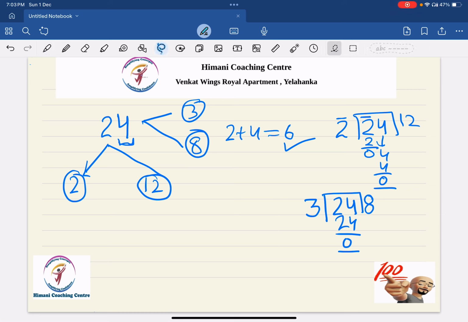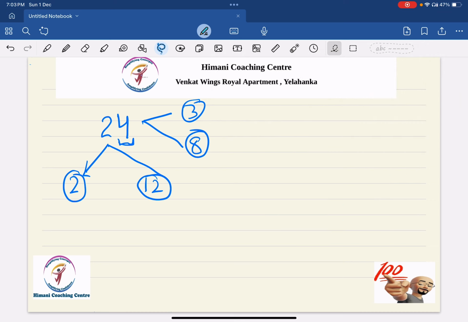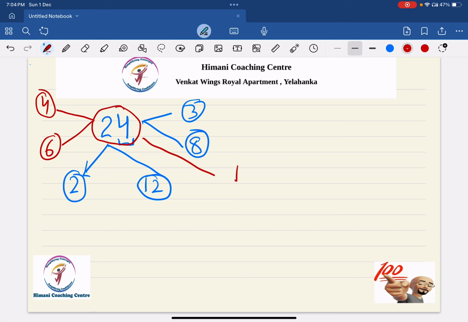Now we did the divisibility rule by 4. What is the rule? If the last two digits of the number are a multiple of 4, then the number is divisible by 4. Here only two digits are there, 24. And in the table of 4, when do we get 24? It is 4 times 6. So we will say 4 and 6 are also factors of 24. Okay. Now 1 is a factor of all the numbers. So we will write 1 and 24 itself.